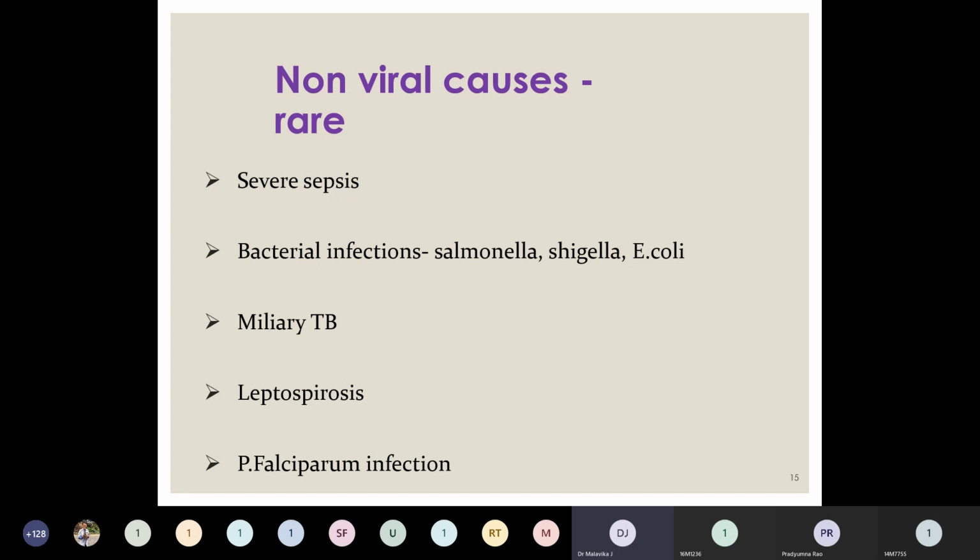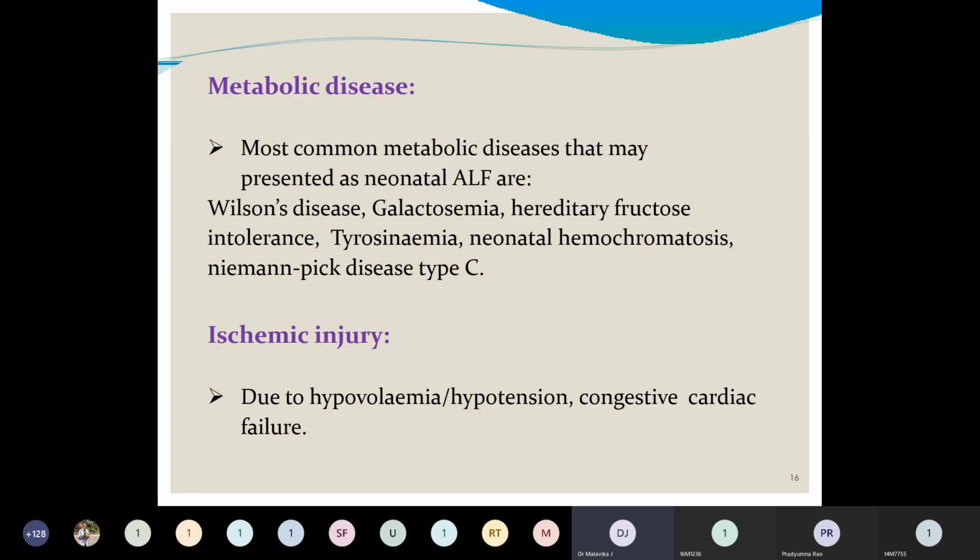Among non-viral causes, which are rare, children presenting with severe sepsis may develop hepatic coagulopathy and hepatic failure, and later a liver transplantation should be done. Next are bacterial infections by Salmonella, Shigella, E. coli, miliary tuberculosis, leptospirosis, and Plasmodium falciparum infections. Coming to metabolic diseases, the most common ones that may present as neonatal acute liver failure are Wilson's disease, galactosemia, hereditary fructose intolerance, tyrosinemia, neonatal hemochromatosis, and Niemann-Pick disease type C. Ischemic injuries are due to hypovolemia, hypotension, or congestive cardiac failure.